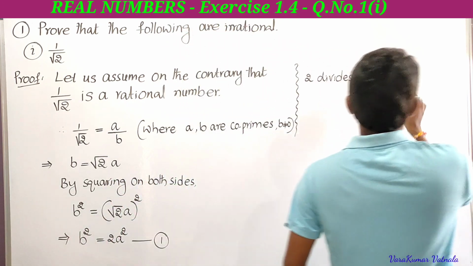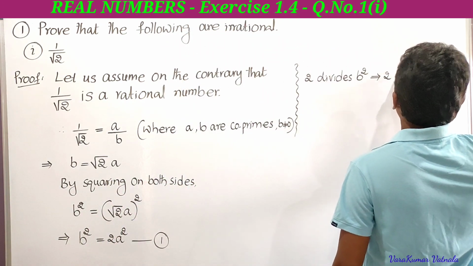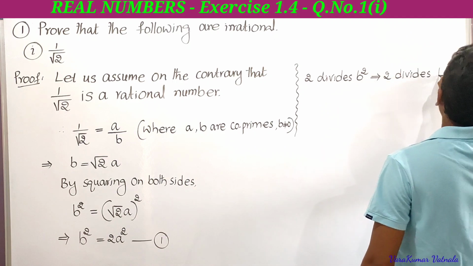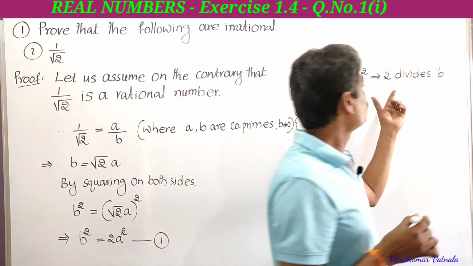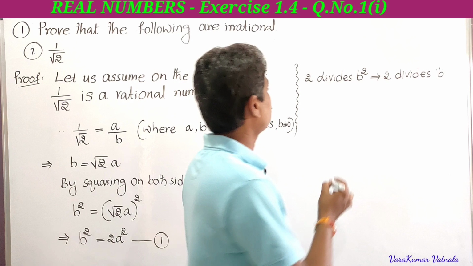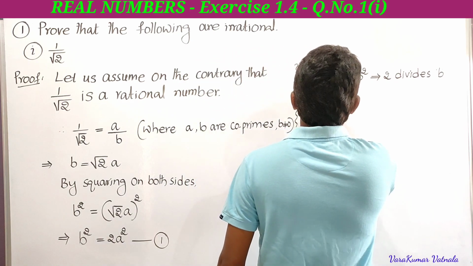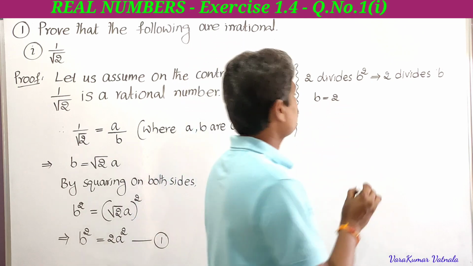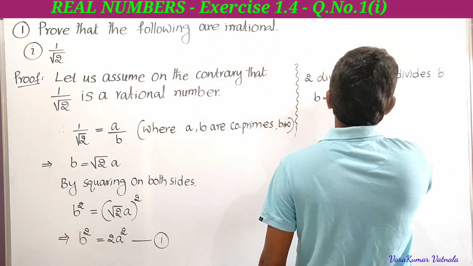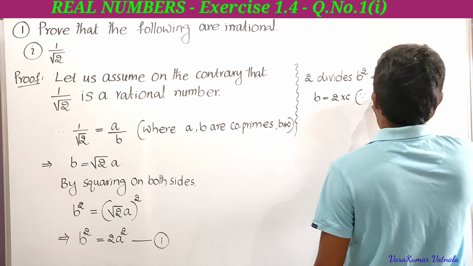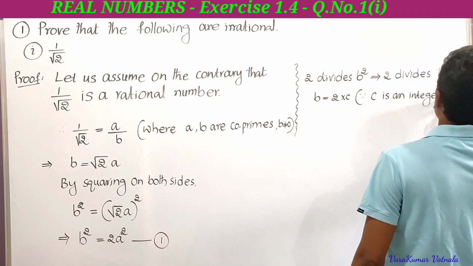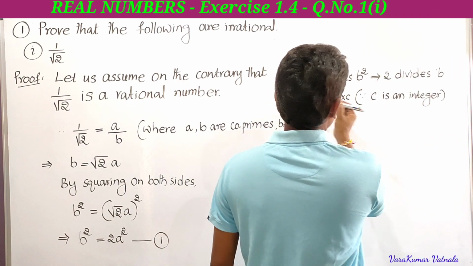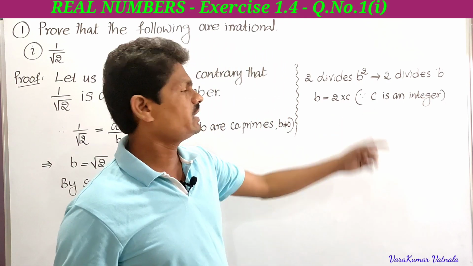If 2 divides b square, we can write 2 divides b also. So 2 divides b, then we can write b is equal to 2 into some c. Here c is a constant, c is some integer. So here b is equal to 2c, where c is an integer.